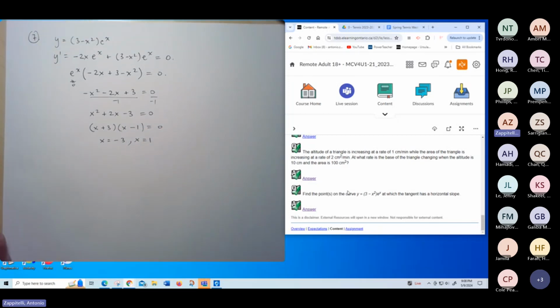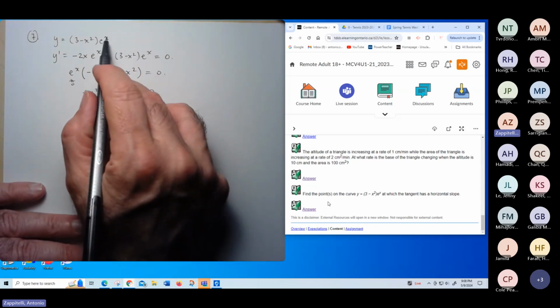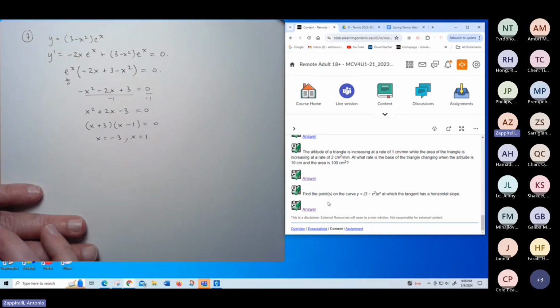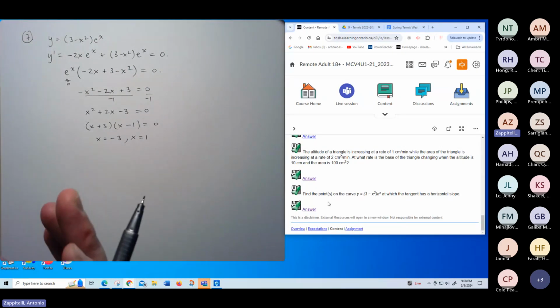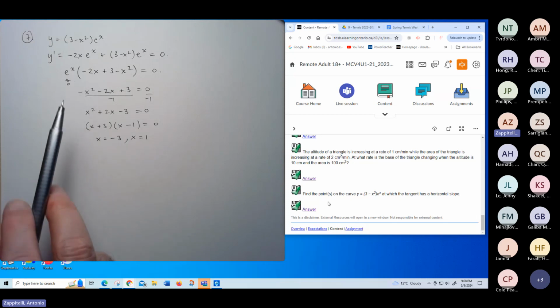Okay. And like the question before, it says find the points on the curve. So in order to find the points, you would just take these x values and put them back into the original equation to find the y values. But since that's just calculating stuff, I'll leave that for you folks to do. Okay, any questions on this one here?